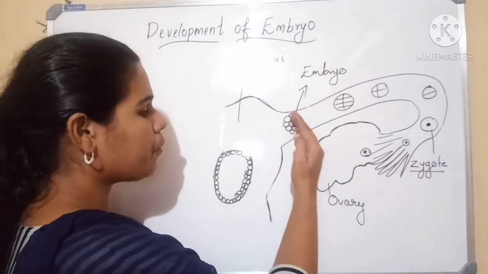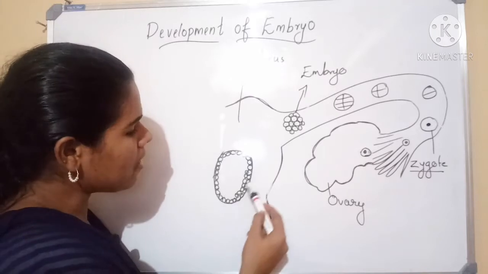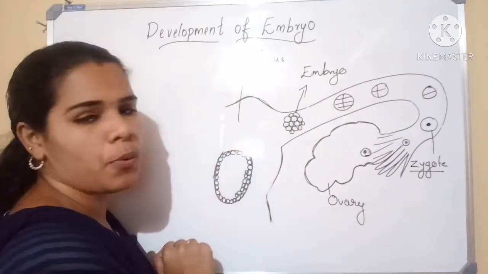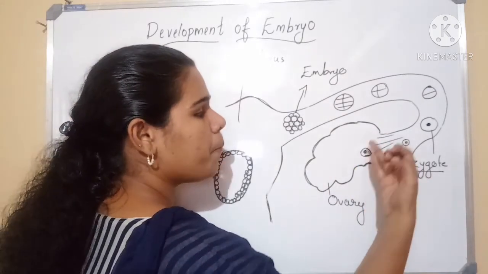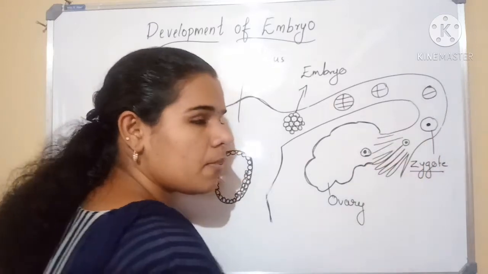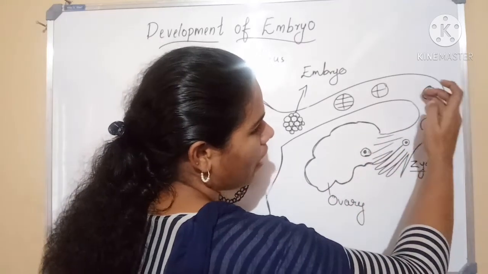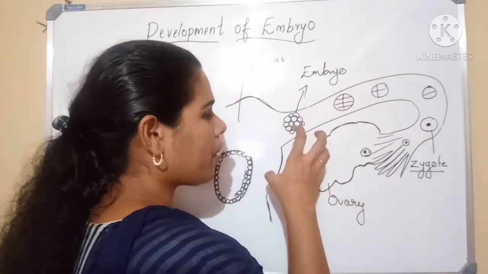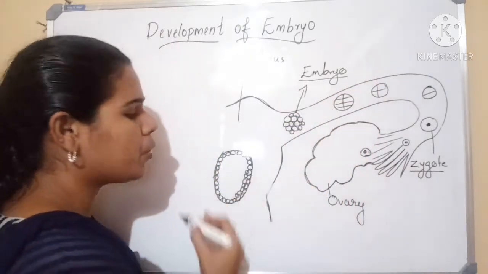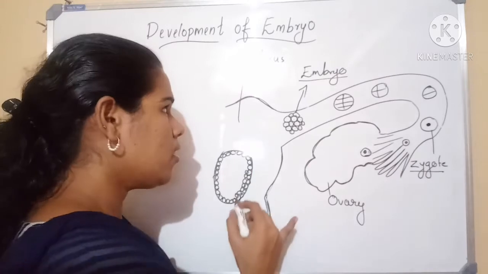Then this embryo moves and attaches to the wall of the uterus, and the further development will start from this portion. So the ovum emerged from the ovary and reached the oviduct, and from this oviduct the fertilization process occurs. After the fertilization, zygote will form. The zygote gradually divides and multiplies the cells and forms a ball of cells. This stage is called embryo, and this embryo gradually moves into the uterus and attaches to the wall of the uterus, and the further development will occur in this uterus.